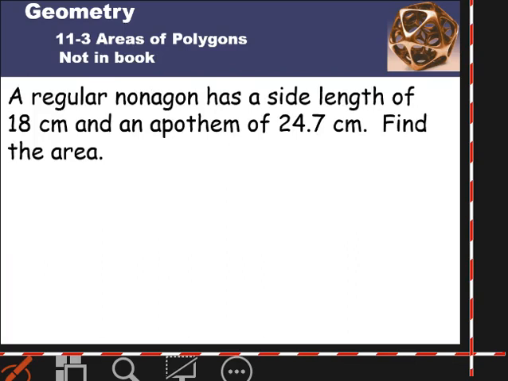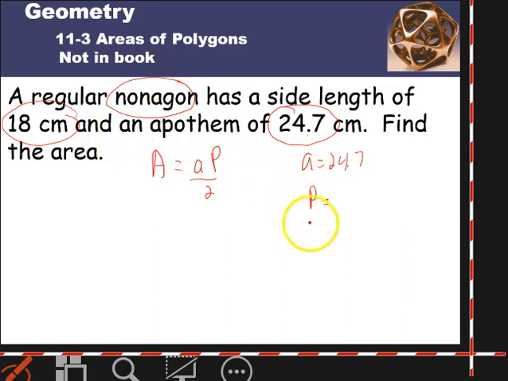It's easy. So a regular nonagon has a side length of 18 and an apothem of 24.7. So remember my formula is that area is equal to the apothem times the perimeter divided by 2. Well, the apothem is 24.7. It just told us that. And the perimeter is, a nonagon has 9 sides, so 9 times how long each side is, which is 18. So 9 times 18 is 162. So my perimeter is 162.